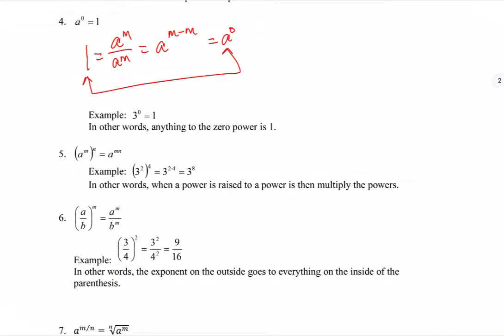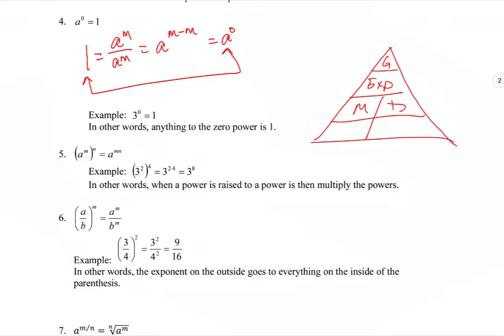Now, I want to look at number 5. And I'm going to go here and I'm going to draw our pyramid again. I have grouping, exponent, multiplication, division, addition, and subtraction. Okay. Notice that multiplication is on top of addition and division is on top of subtraction. Notice that exponents are on top of multiplication.